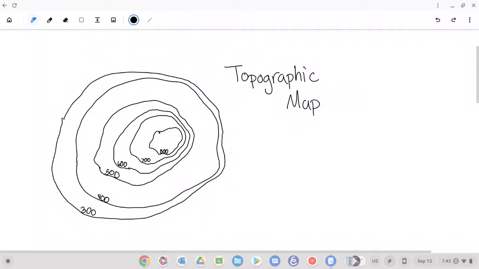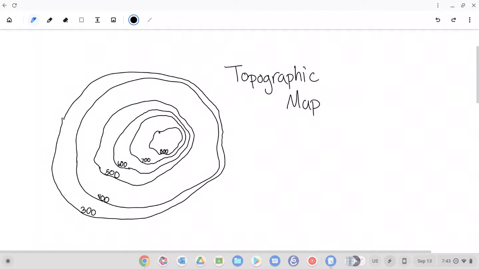For example, if you're planning a hike, you can look at a topographic map and determine which hiking trails are steeper or which ones will have the most amount of climb or the least amount of climb throughout it. So topographic maps are useful, especially in an area like Timnath or Fort Collins that has mountains nearby.